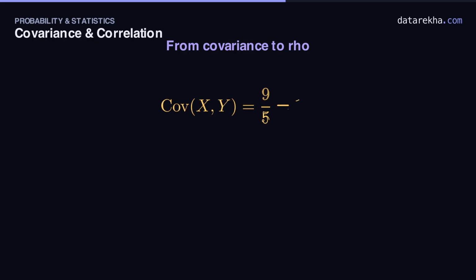Average that sum of 9 over the 5 students, and the covariance is 1.8. Positive, just as the upward cloud promised. For correlation, we also need the two spreads.